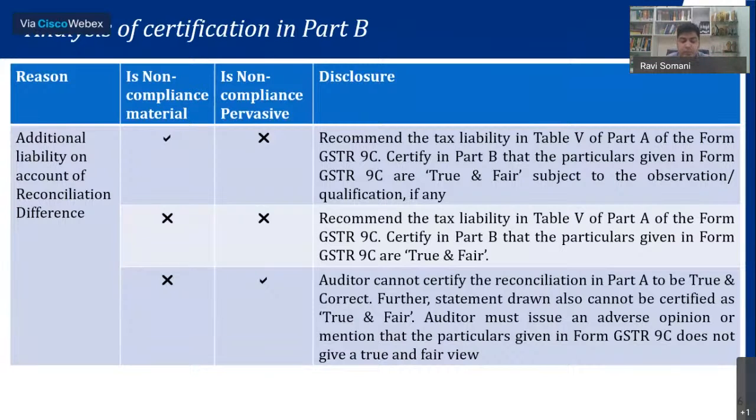Let us say the difference or issue is on account of reconciliation. If something is material, if something is on account of reconciliation, you need to disclose in part 5 and you need to quantify and make sure that the assessee makes the payment. If the assessee is not making the payment of taxes, which is on account of reconciliation, then you need to put this remark in the part B.